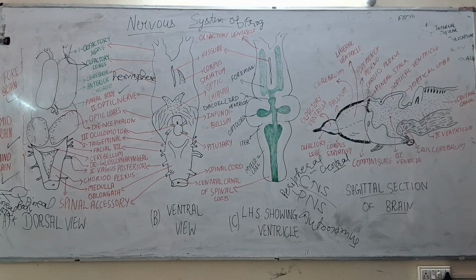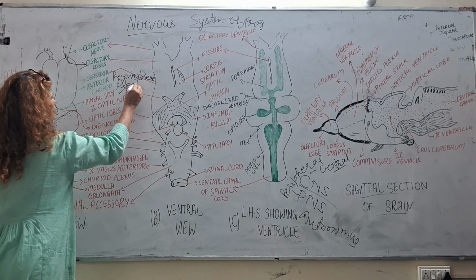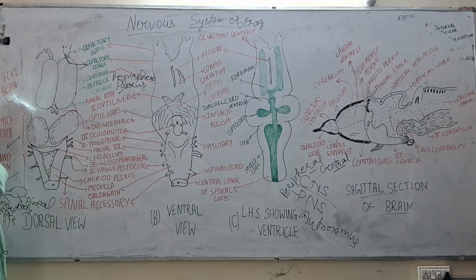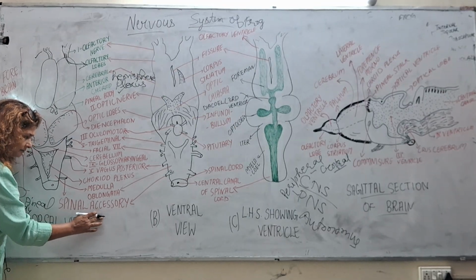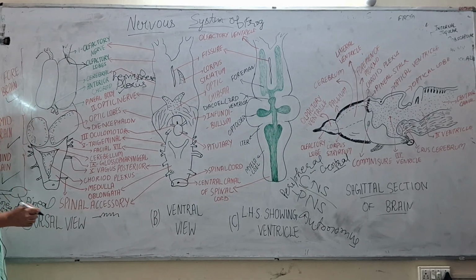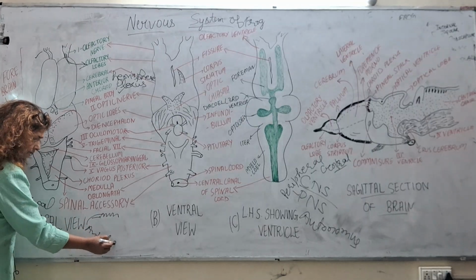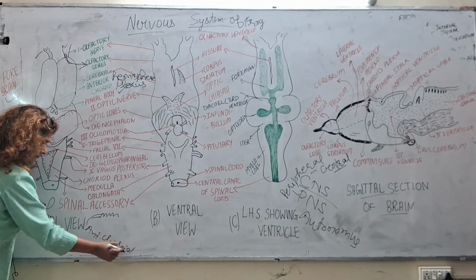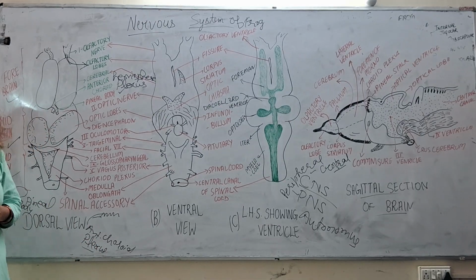And there is present the anterior choroid plexus. This is called the anterior choroid plexus. What is its structure like? Suppose it is like this. It is made up of non-nervous tissue. It is not made up of nervous tissue, it is made up of epithelial tissue.